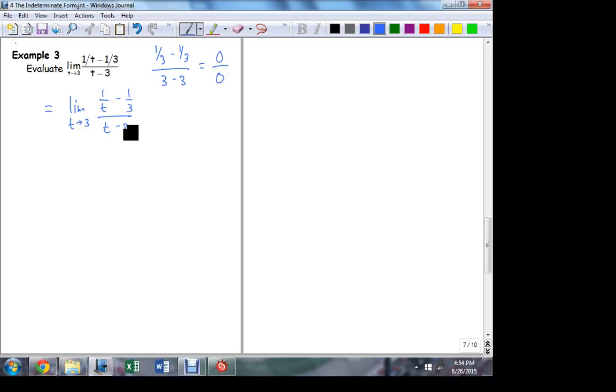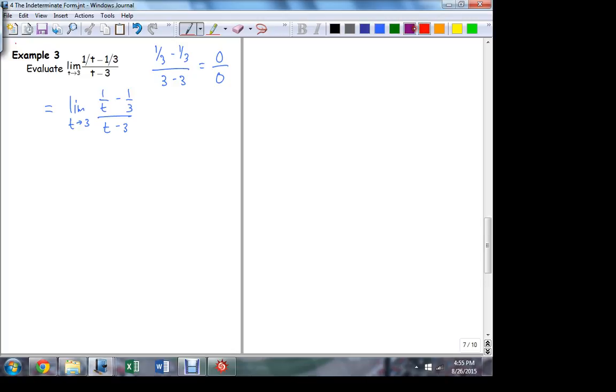So how do I do that? How can I fix this so that the numerator, at least the compound form of this fraction, can be eliminated? What's the trick? If I look at all the fractions that are involved, in fact, they're all in the numerator. What's the least common denominator of the fractions in the numerator? Least common denominator? 3t. Right? 3 and t have no factors in common, so the least common denominator is their product.